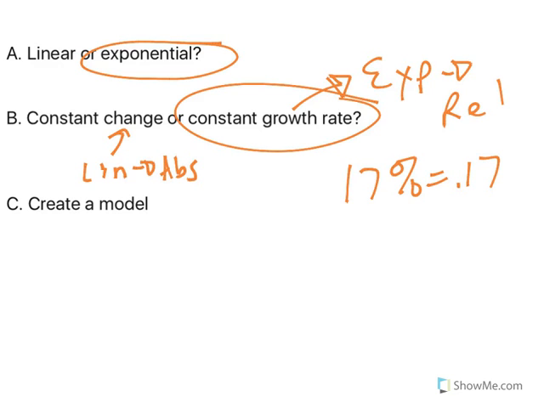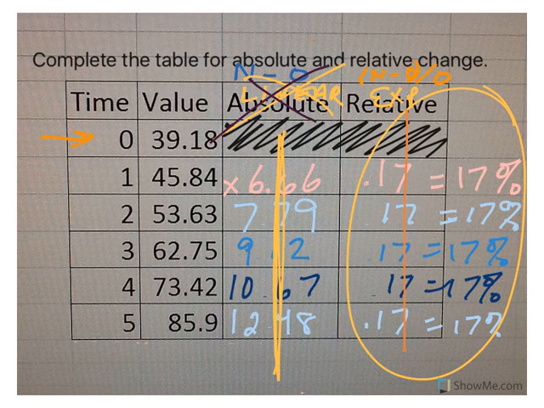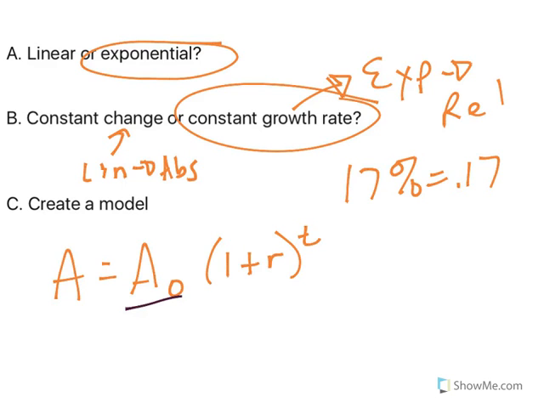So when we go to create a model, well, our model has to start with the amount at the end is your initial amount times 1 plus the rate to the time. Well, we know what the rate is. The rate is 17%, but how much is our initial amount? Well, when you go back to your table, the initial amount has the time of 0, because that's when you started. Time of 0 means nothing has passed. It's where I started. So 39.18 is my a sub 0.